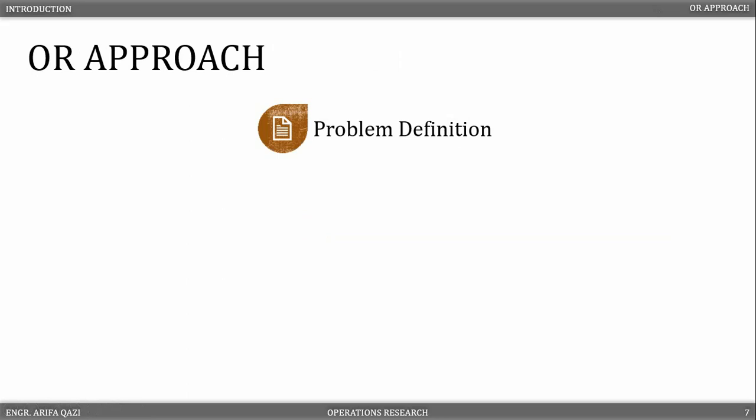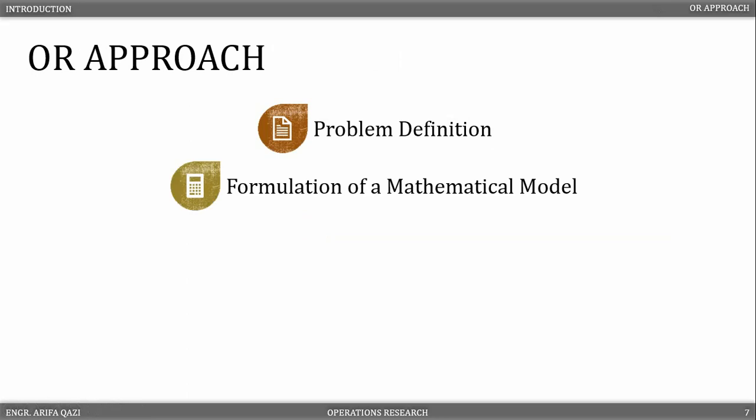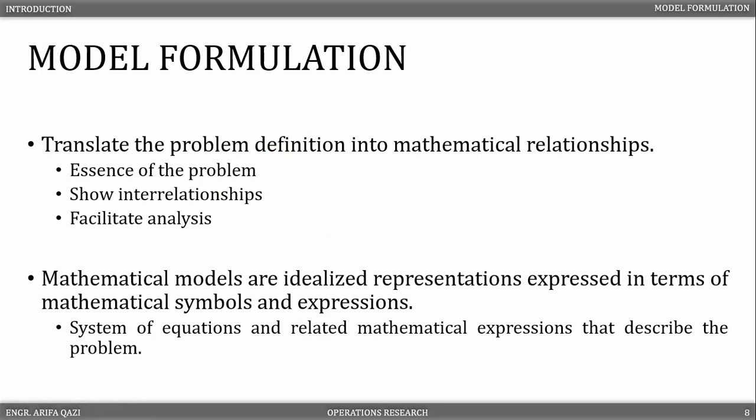Once we have identified the problem, we move on to constructing the model of the system. Model construction involves translation of the problem definition into mathematical relationships. It gives the essence of the problem, shows interrelationships, and facilitates analysis. Mathematical models are idealized representations expressed in terms of mathematical symbols and expressions. In other words, they are a system of equations and related mathematical expressions that describe the problem.